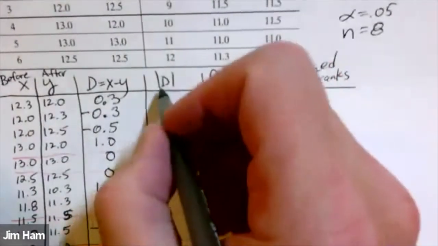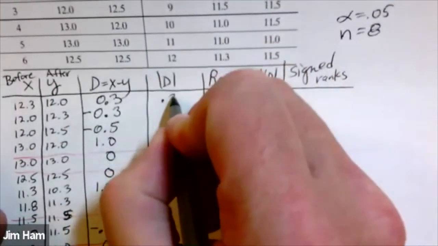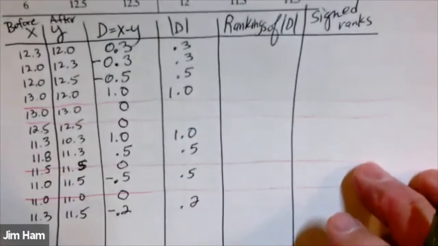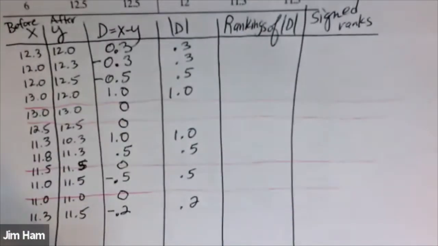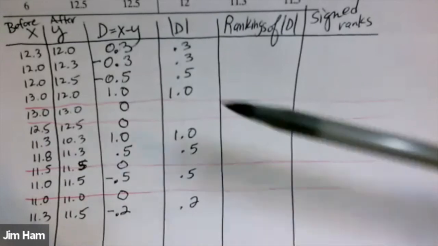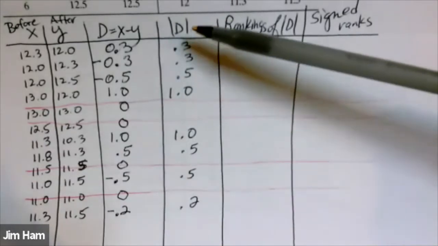These numbers here, I'm just going to bring them over, but they're going to be the positive versions. So they would look like this. Now there's no zeros, so we don't have to give the rankings 1, 2, 3, 4 to a bunch of zeros. All right, now the rankings. All of these absolute values will be positive.